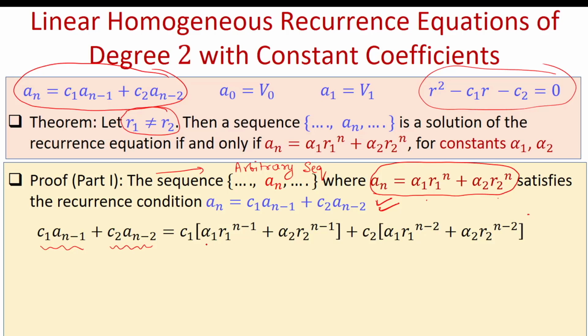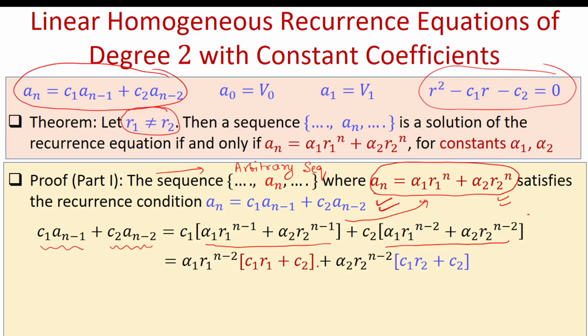So this will be the n minus 1th term of the arbitrary sequence. How do we obtain this? By substituting n minus 1 in this formula, right? The arbitrary sequence that we are considering, its nth term is of this form. So its n minus 1th term will be alpha 1 times r1 power n minus 1 plus alpha 2 times r2 power n minus 1. And its n minus 2th term will be this, again obtained by substituting n equal to n minus 2 in the formula for the nth term of the sequence. Now we will solve it. We will rearrange the terms, and after rearranging the terms we get this.